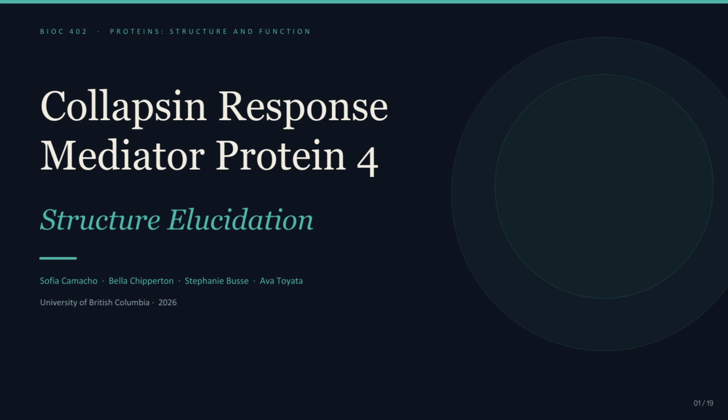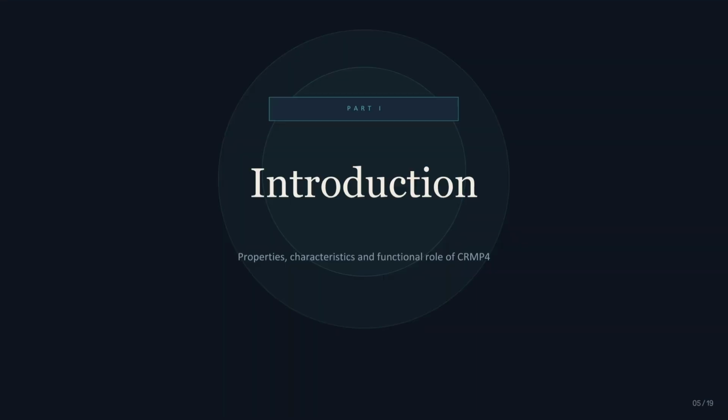Collapsin response mediator protein 4. Structural features of the C-terminus may explain divergent roles in axon regeneration and degeneration. Presented by Sophia, Bella, Stephanie, and Ava. Presented to Dr. Summer Lee for Biochem 402, Proteins, Structure, and Function. An introduction to the properties, characteristics, and functional role of CRMP4.